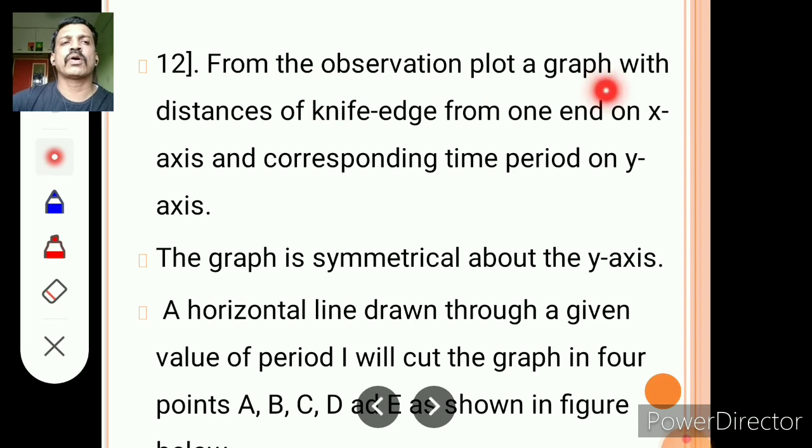From the observations, plot a graph with distance of the knife edge from one end on the x-axis and corresponding time period on the y-axis. The graph is symmetrical about the y-axis. A horizontal line drawn through a given value of period will cut the graph in 4 parts A, B, D and E as shown in the figure.